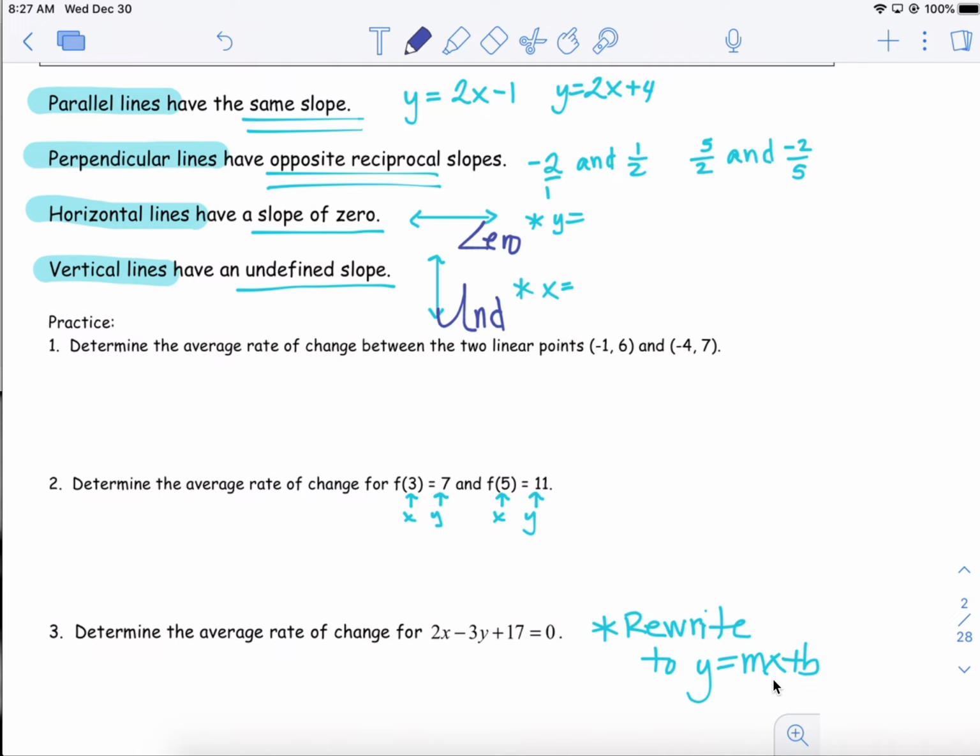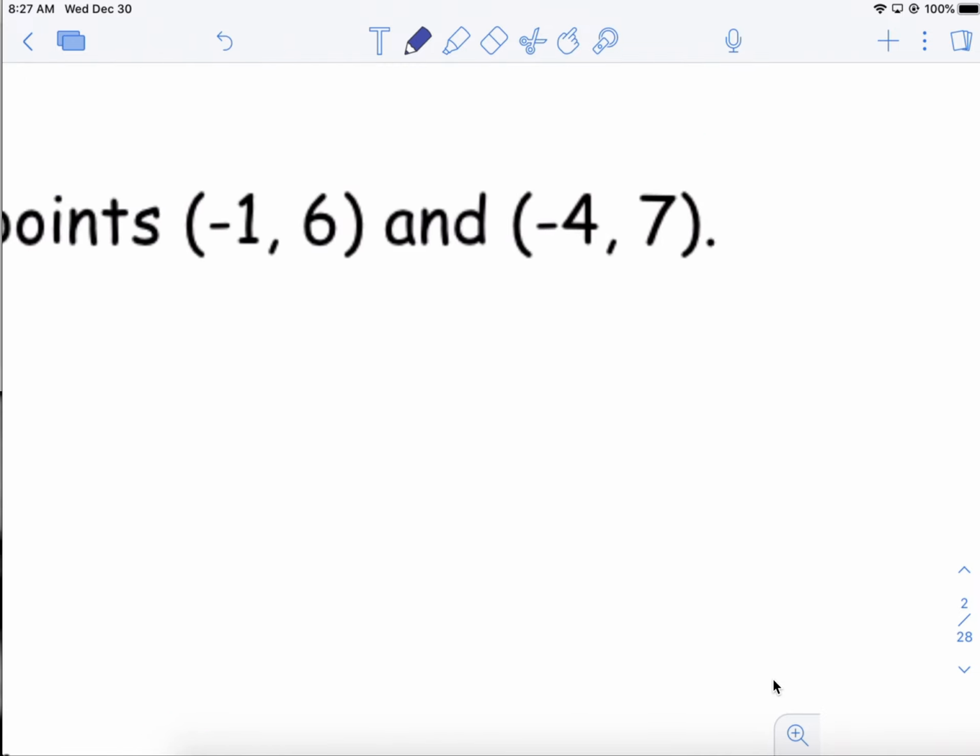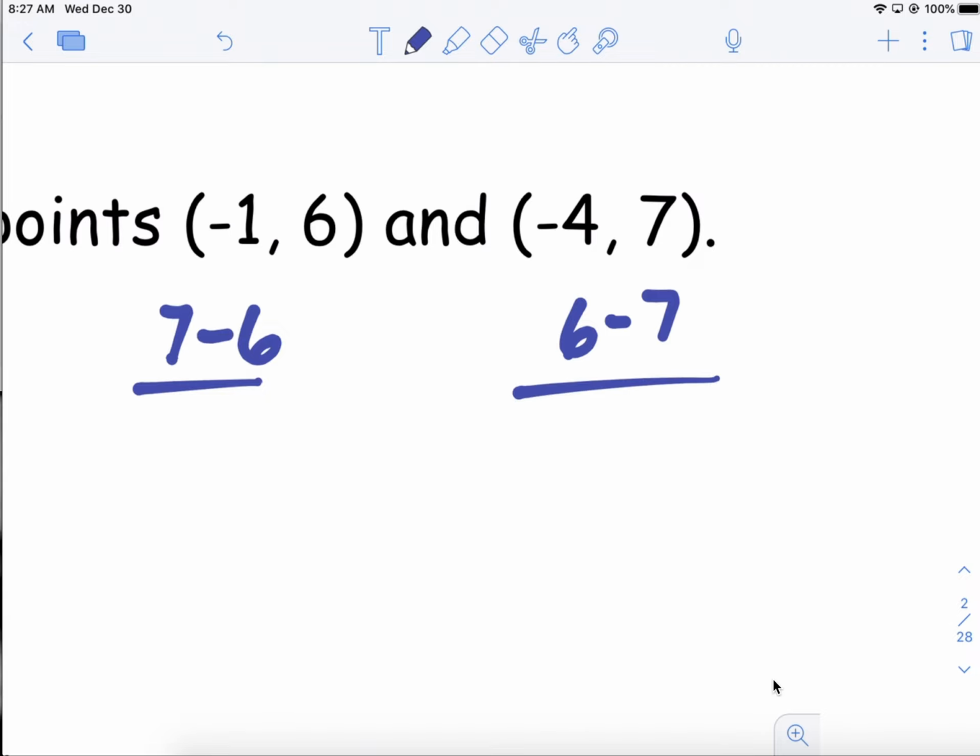All right, so let's actually start working through some of these problems. First question says, determine the average rate of change, so it's asking you to find the slope, between these two linear points. Okay, I'm going to zoom in real quick. We are going to subtract the y's. It does not matter if you do 7 minus 6 or 6 minus 7. It's going to give you the exact same thing, as long as whichever order you start in, you do the same on the bottom. So if I start with the 7, I have to make sure the -4 is underneath him. So -4 minus a -1.